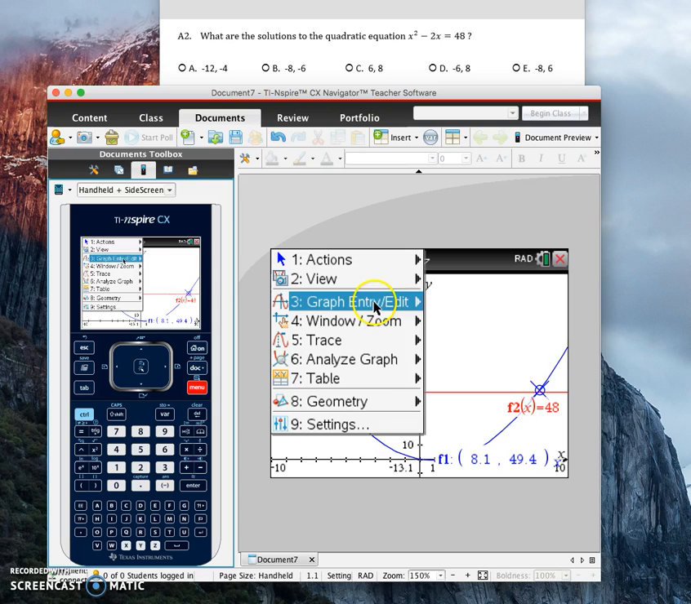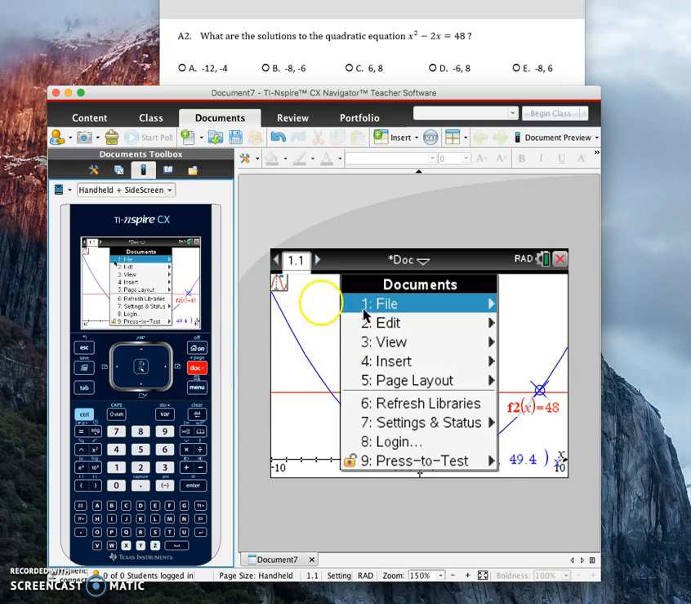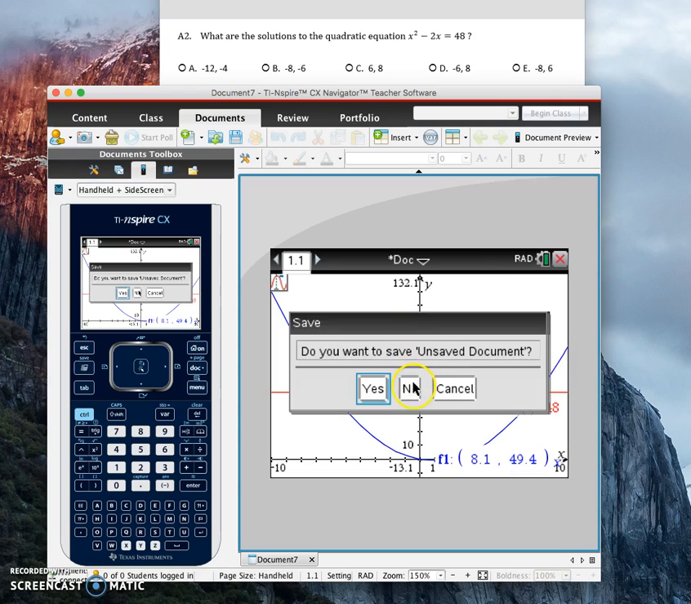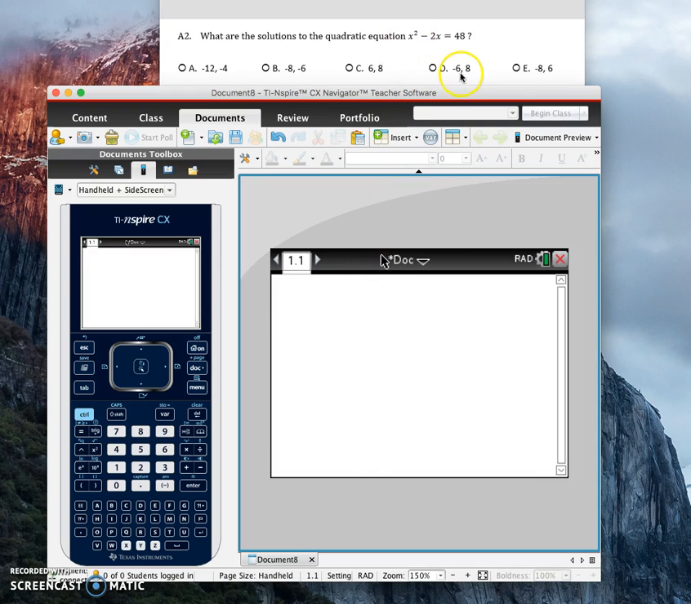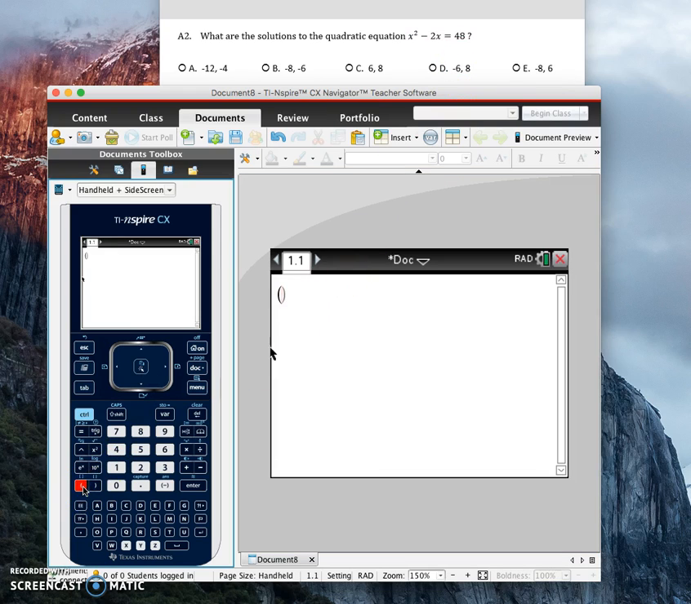So what we would do is just go back to Document. We would go up to File, New Document. We can save it if you want. I'm not going to. I'm going to go to Calculator, and I'm just going to sub our answer in. What we want to do is get 48 on this side of the equation. So we have negative 6. Again, one of the most important things is to put parentheses around these things. Negative 6, close parentheses, then square it. Subtract 2x, or in this case 2 times, in parentheses, negative 6. Close parentheses, enter. I got 48. So we know the negative 6 is correct.